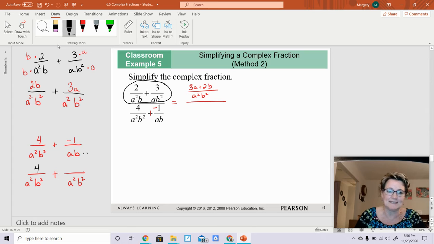This one here is missing an ab. So you're going to multiply this by ab. So that's going to give you a negative ab. So here you're going to get 4 minus ab all over a squared b squared.